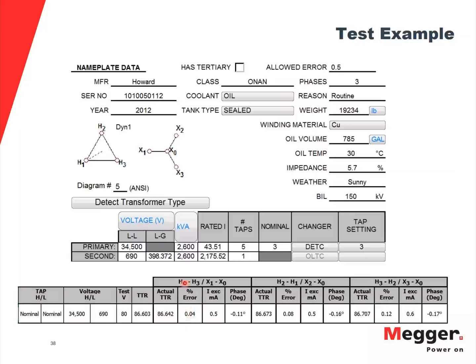One other thing that you would notice is that when you enter the nameplate information, the instrument would be smart enough to know which one is A phase on the primary, which one is the A phase on the secondary side, and likewise for the B and C phase.